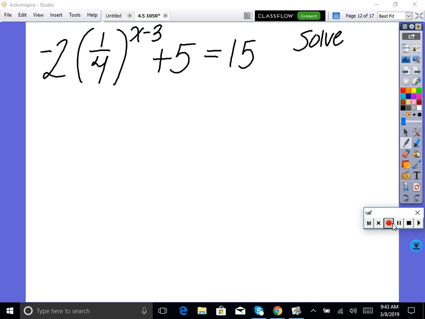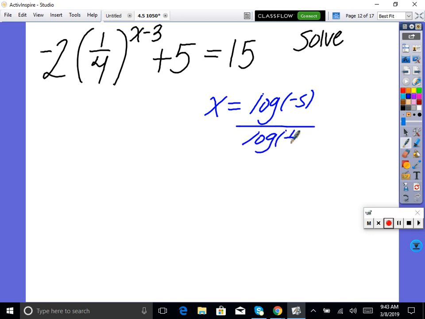You want to like put it in a... Okay. What? If x equals... Okay, let me get started. Okay, x equals log of negative third over log of 1/4, and then just plus 3. Yeah. Okay.